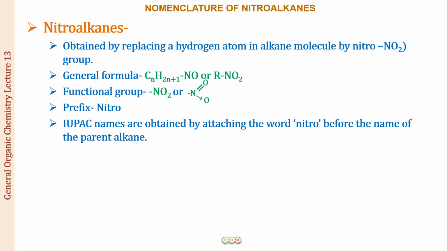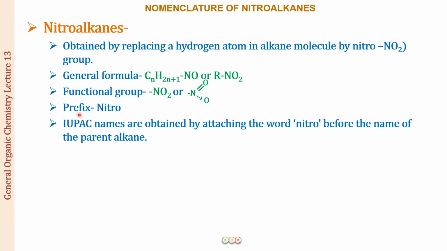The next compounds are the nitroalkanes, and these are obtained by replacing the hydrogen atom in the alkane molecule by the nitro group, which is NO2. So the general formula for the compound is going to be CnH2n+1NO2, or we can write this as RNO2, and the functional group NO2 is like this over here. The nitrogen bonded to one oxygen by a double bond, and on the other side it is a coordinate bond between the nitrogen and oxygen.